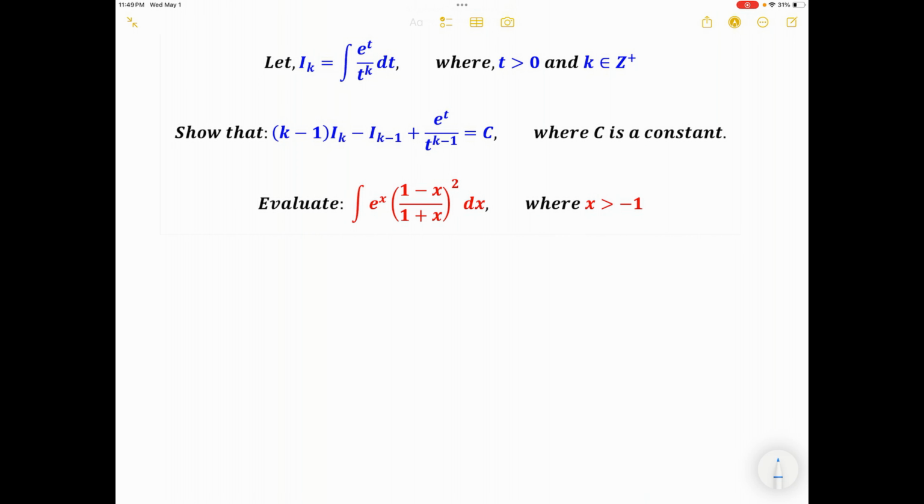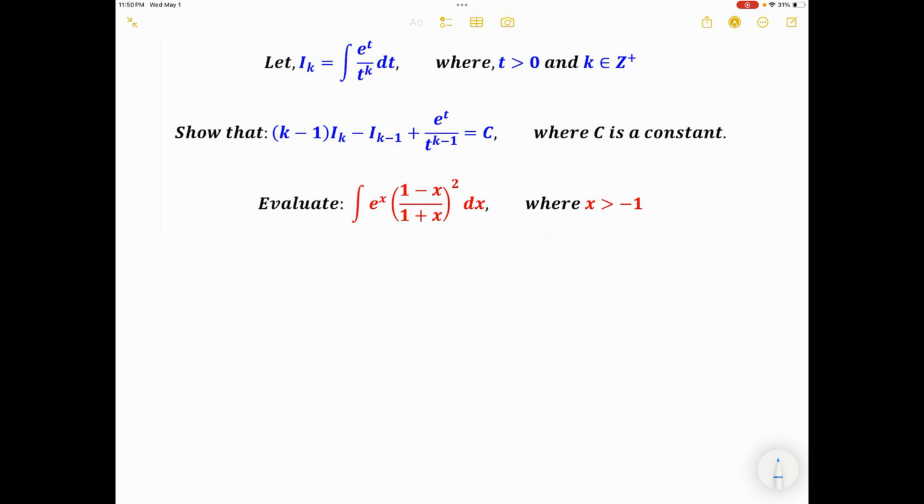raised to the power k dt, where t is greater than 0 and k is a positive integer. We need to show that k minus 1 times I sub k minus I sub k minus 1 plus e raised to the t divided by t raised to the k minus 1 is going to be equal to c, where c is a constant.